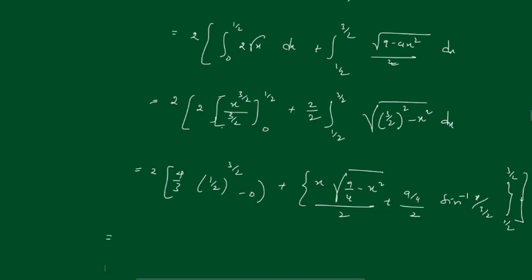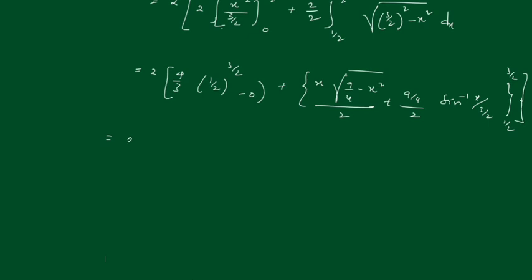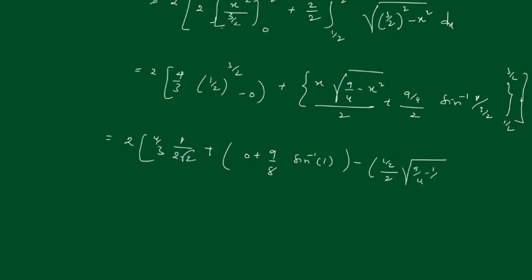Which equals 2 into 4 by 3 as it is, times 1 upon 2 root 2, plus this term becomes 0. The 9 by 4 terms get cancelled, this term is 0, plus 9 by 8 sin inverse of 1, minus 1 by 2 by 2 under root of 9 by 4 minus 1 by 2, plus 9 by 8 sin inverse of 1 by 3, right?